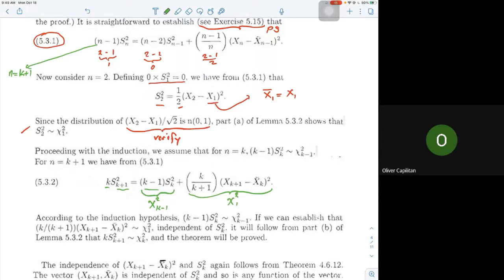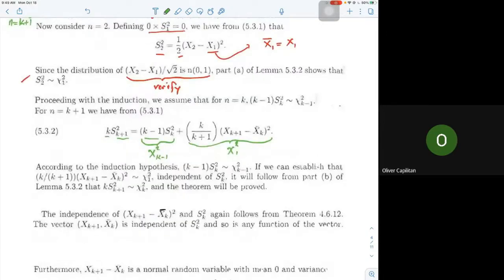And then we can also show that these two terms having a chi-square distribution are independent. After that, we're going to apply what we have learned in the previous lemma, in which the sum of chi-square random variables that are mutually independent will have a chi-square distribution in which the degrees of freedom are added.